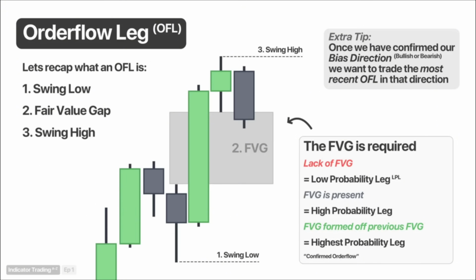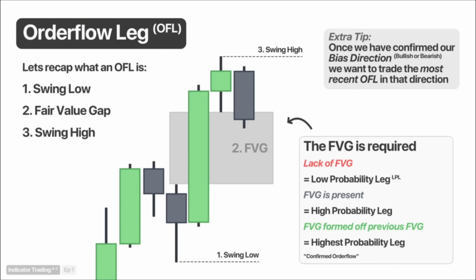Whereas in sideways movement, in chop, in consolidations, you might not find any fair value gaps. Or if you do find a fair value gap inside of a consolidation, that is a low probability fair value gap, because inside of consolidations, fair value gaps don't work.